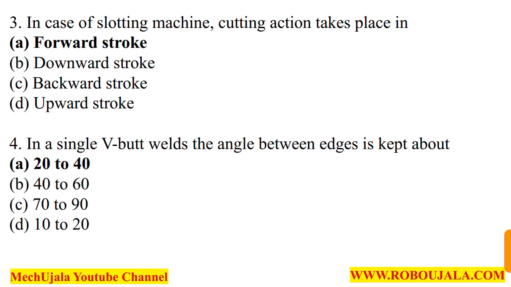Now in question number 4, they are asking, in a single V butt weld, the angle between edges is kept about. In the options they have given 20 to 40, 40 to 60, 70 to 90 and 10 to 12, 20. So in a single V butt weld, the angle between edges is kept about 20 to 40, which is the correct option, because in a single V butt weld the angle between edges is 20 to 40. So remember this point.